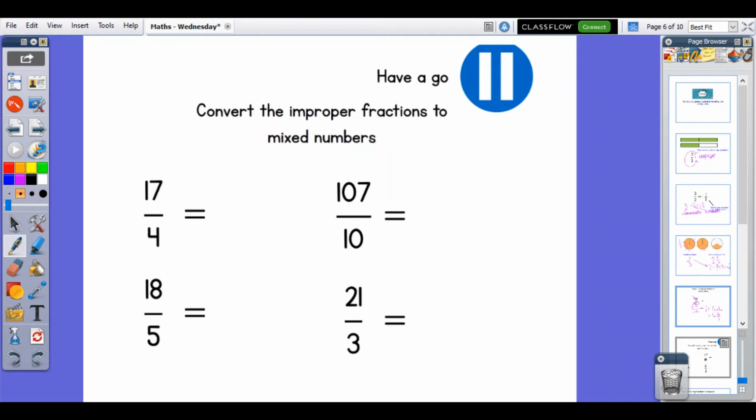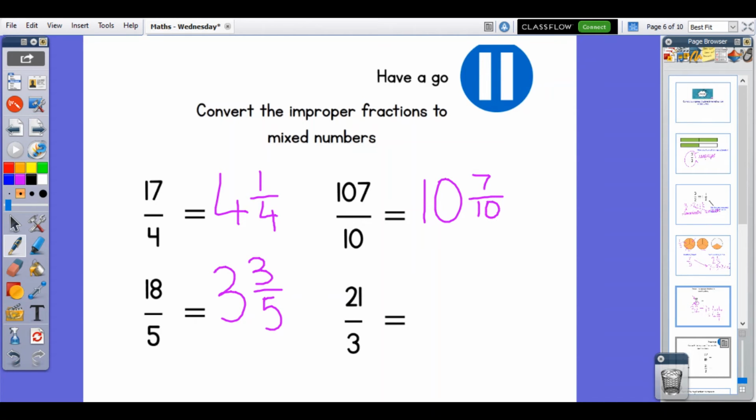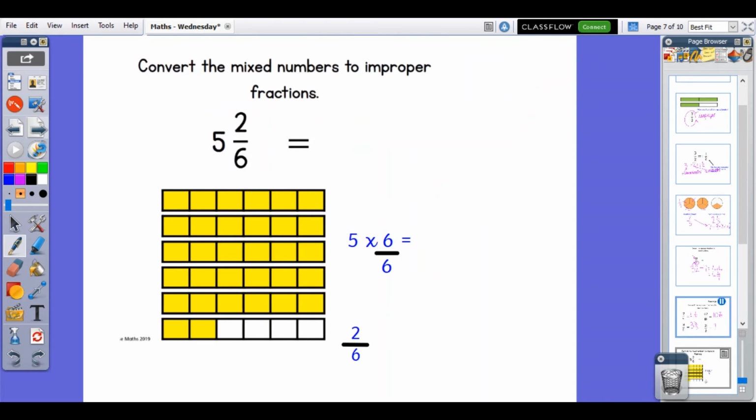Okay, so you should have found that 17/4 gave you 4 and 1/4. You should have found that 18/5 gave you 3 and 3/5. You should have found that 107/10 gave you 10 wholes and 7/10 left over. And 21/3 would have given you just the whole number, 7. Okay, nice and easy.